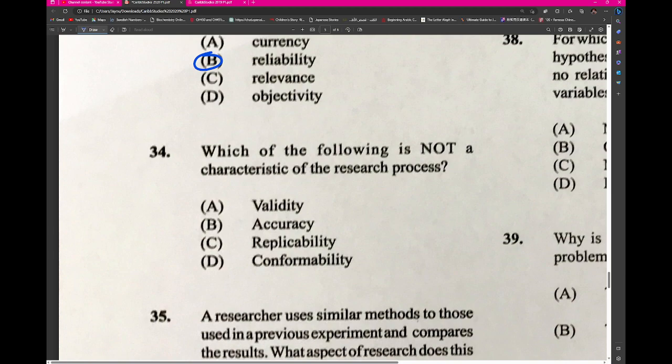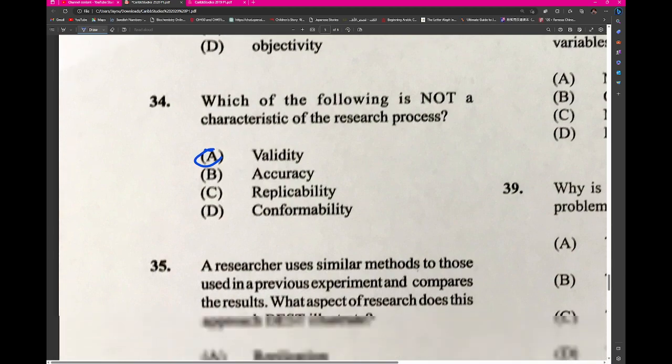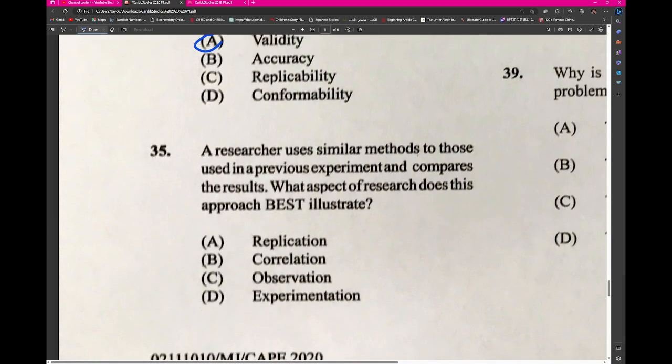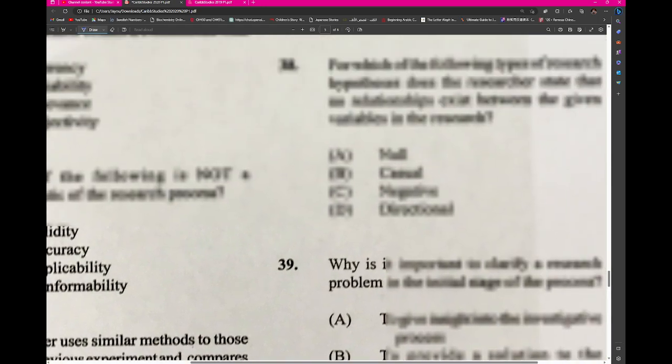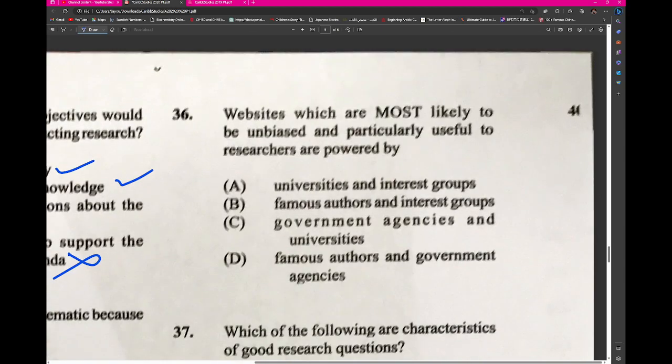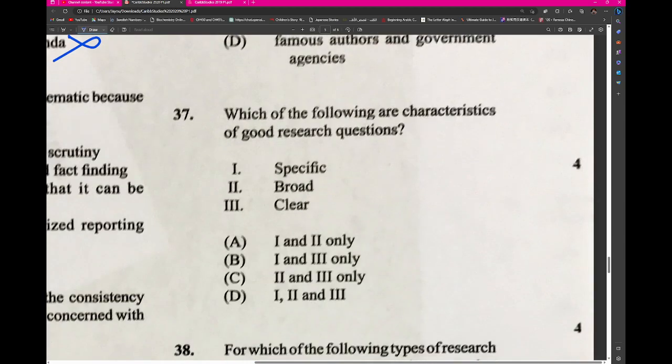34, which of the following is not a characteristic of the research process? I think A. Right. 35, a researcher uses similar methods to those used in previous experiment and compares their results. I think this would be experimental in nature. Websites with the most, this has been repeated, government agencies, etc.